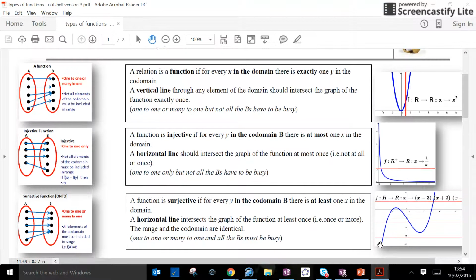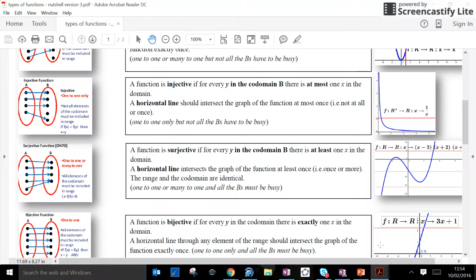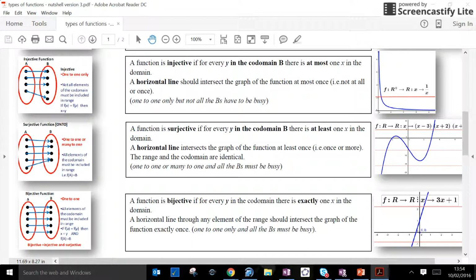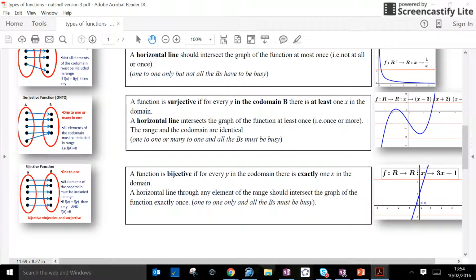First off, a relation is a function if for every x in the domain there is exactly one y in the codomain. Okay? A function is injective if for every y in the codomain B there is at most one x in the domain. It's a one-to-one only mapping. Note, however, that the codomain does not have to equal the range, i.e., some of the codomain may not have an input.